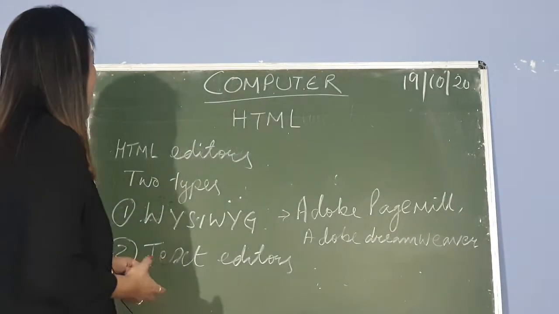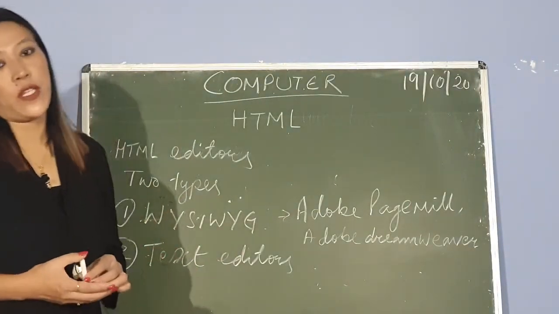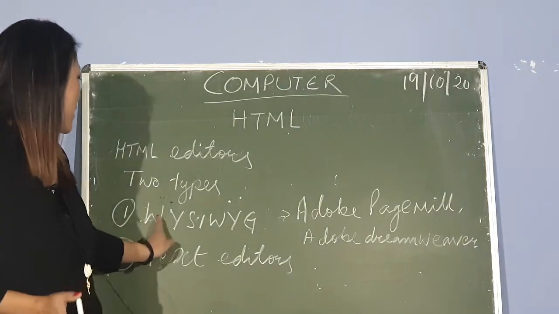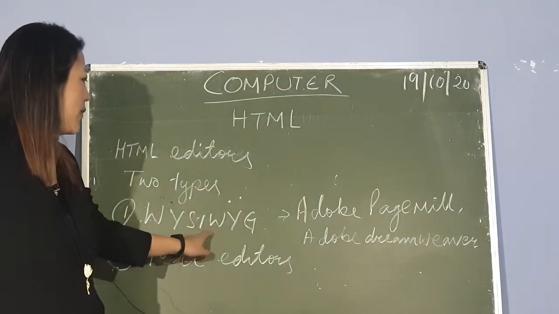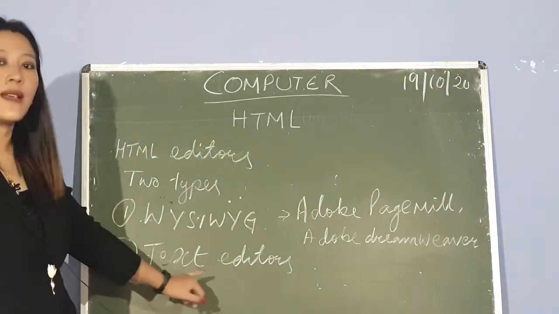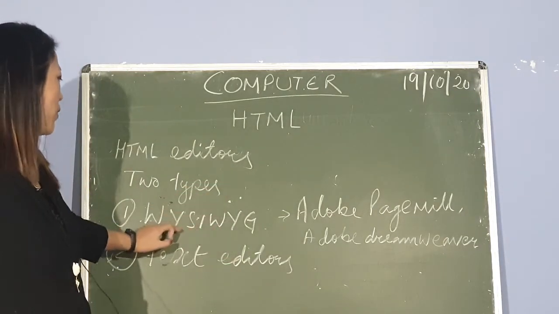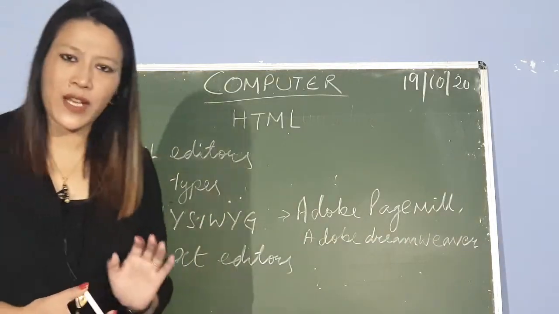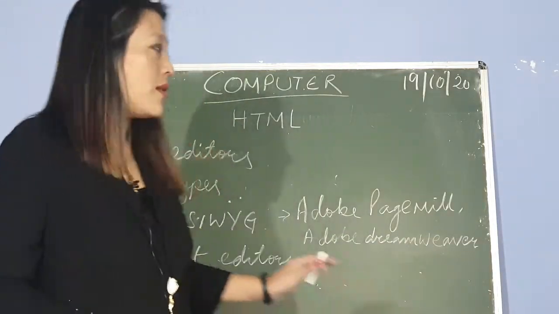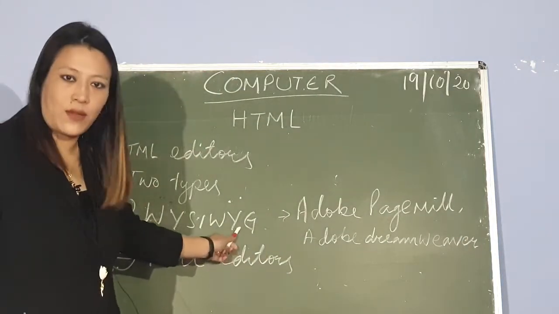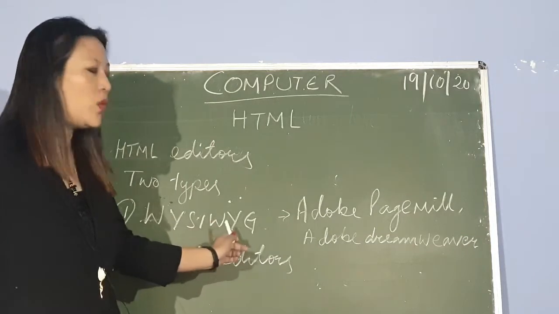There are two types of HTML editors. One is WYSIWYG, and the second one is the text editors. You must be wondering what WYSIWYG is. It is an acronym for what you see is what you get.